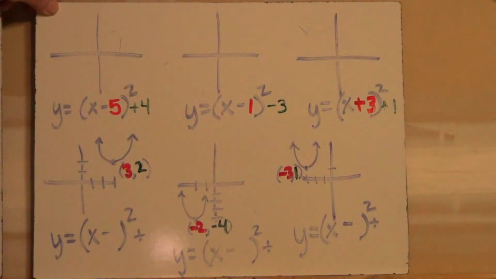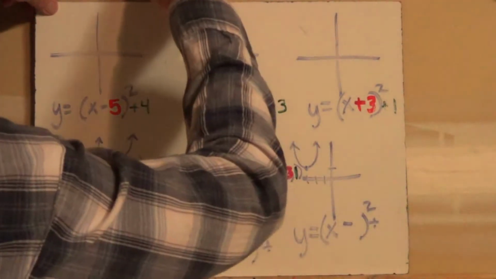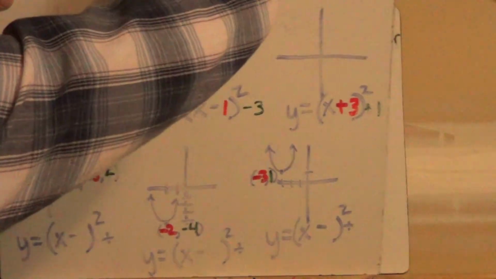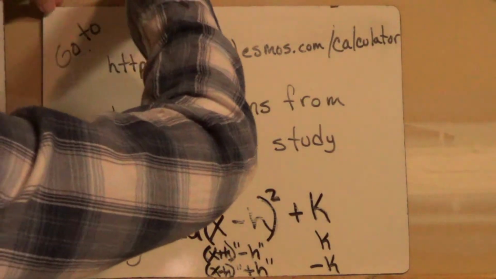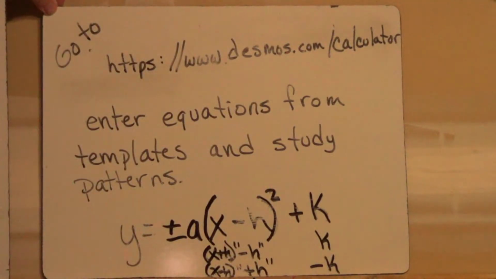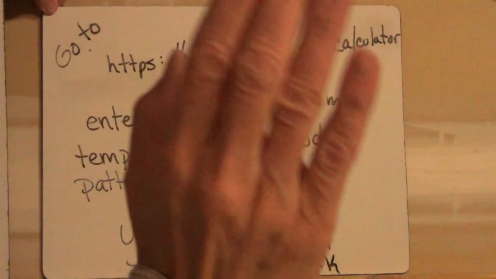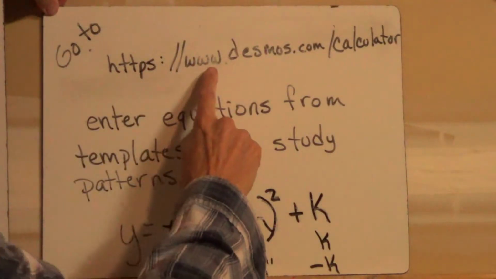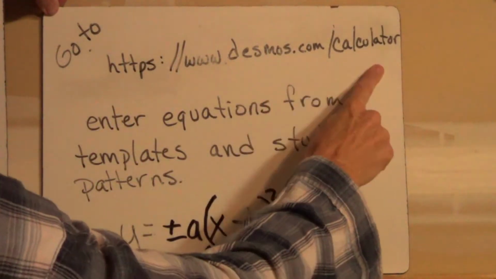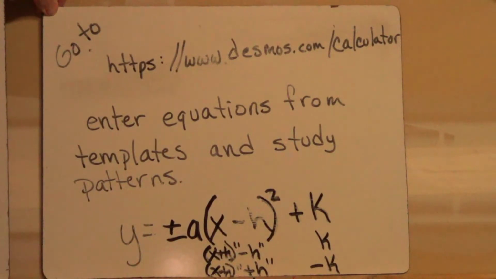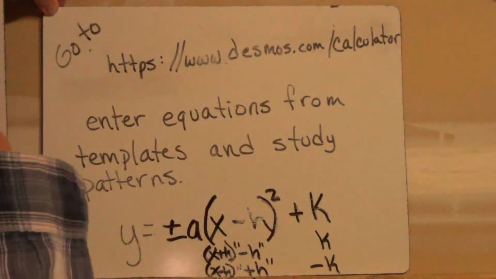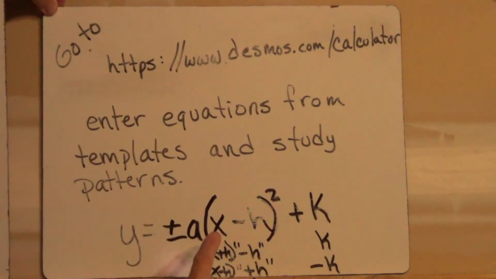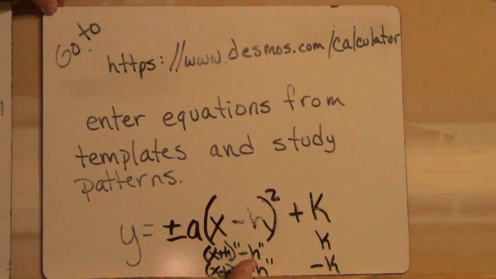Now, the last thing I want you to do is to finish off this film and then go over to Edpuzzle, or you're in Edpuzzle. Finish off this film, then leave Edpuzzle and go to www.desmos.com calculator. And I want you to enter the equations that you now have in your notes from those templates, and I want you to study the patterns. Tomorrow in class, I want you to be able to explain what happens when you plug in a negative h.